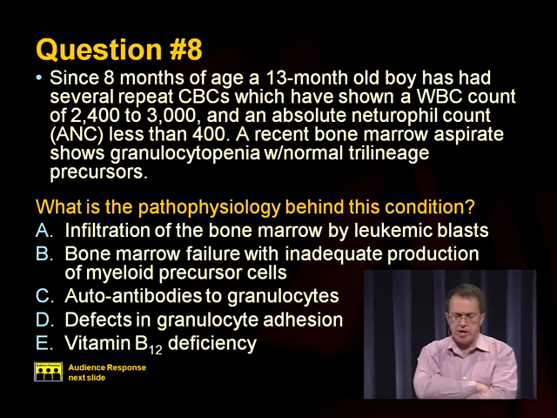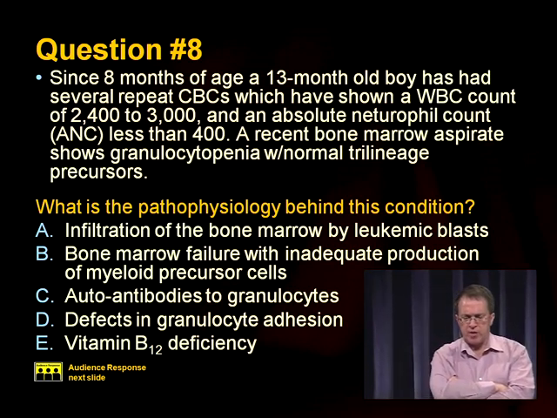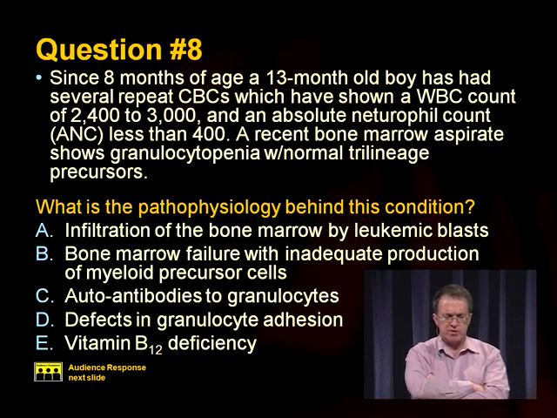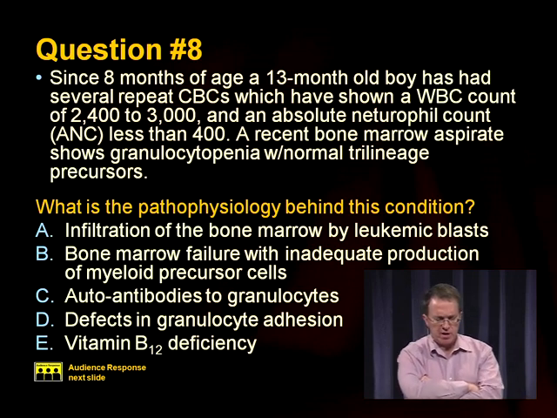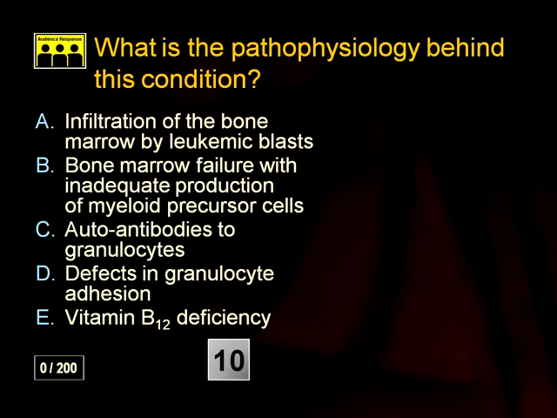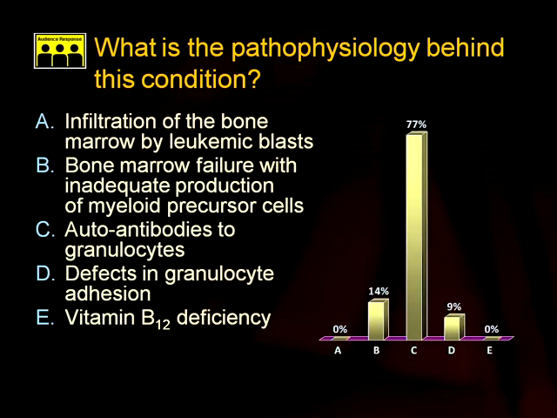Infiltration of the bone marrow by leukemic blasts, bone marrow failure with inadequate production of myeloid precursor cells, autoantibodies to granulocytes, defects in granulocyte adhesion, vitamin B12 deficiency. These are kind of classic questions that you're going to get on exams, right? They don't just ask you what the name of the disease is. They're going to ask you, what's causing the disease, what's the pathophysiology, or how do you treat it? So when we answer these questions, let's first of all talk about what this disease is, what its pathophysiology is, and how do we treat it, okay?